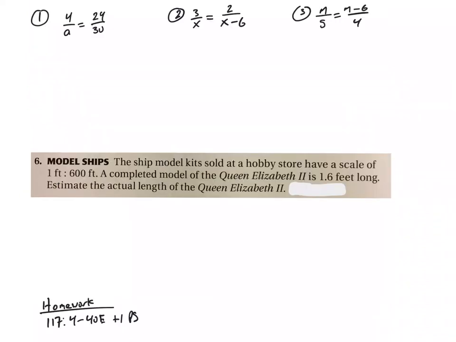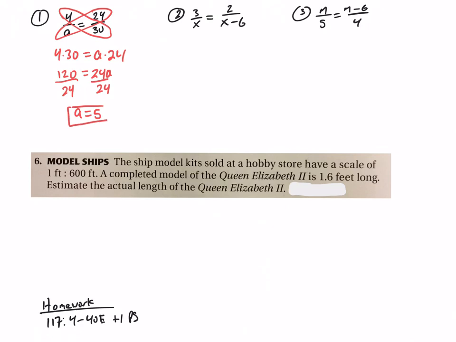So let's use that. Here's a few here. So I'm going to multiply 4 times 30. It's going to equal a times 24. So that's going to be 120 is equal to 24a. Dividing by 24 gives you that a is equal to 5.